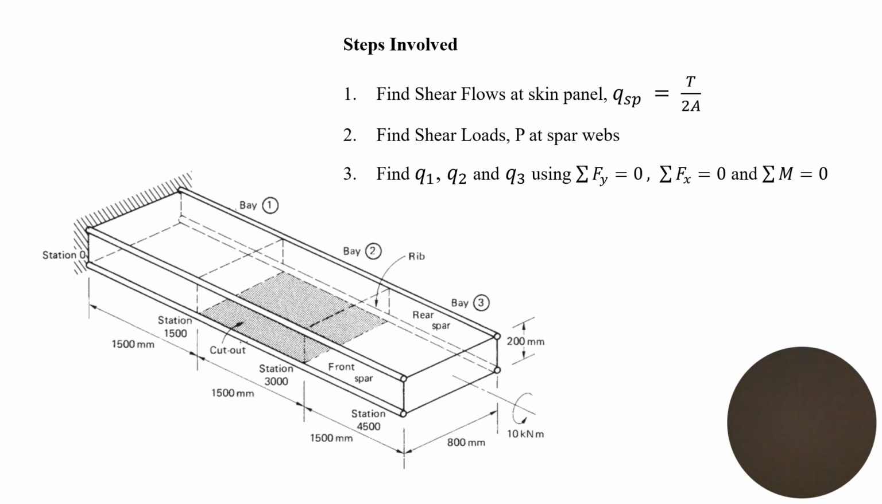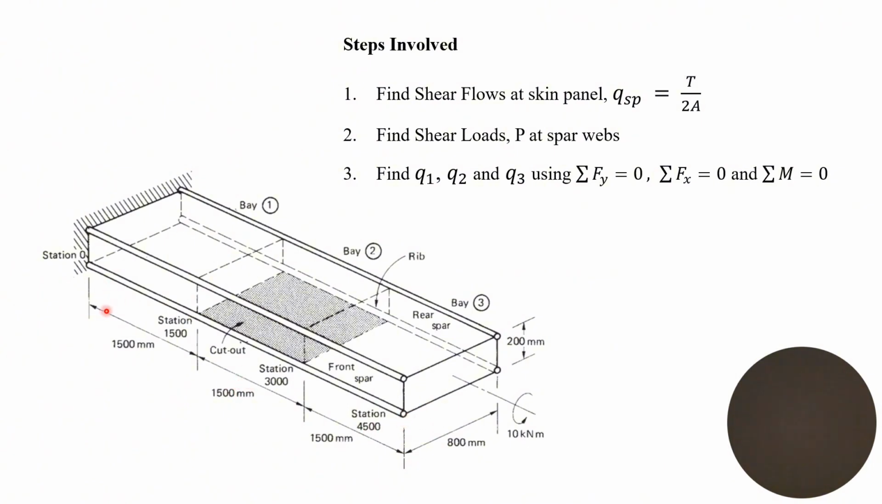Okay, so this is the diagram of the question. We have bay 1, bay 2, bay 3, and also the front spar and the rear spar. They also have station 0, station 1500, station 3000, and station 4500.